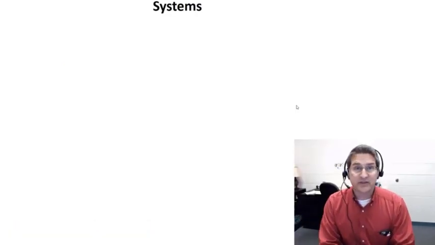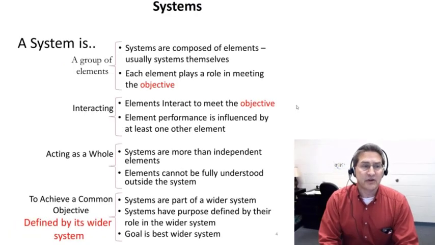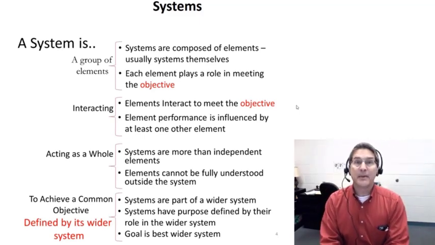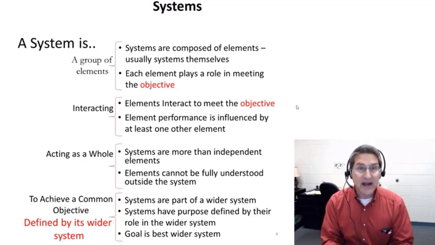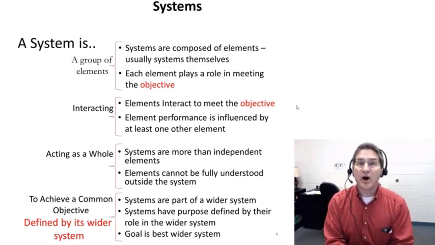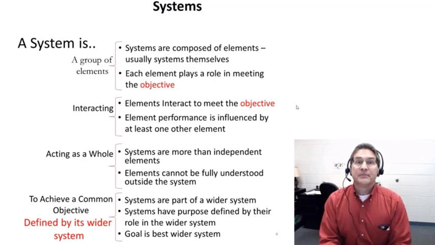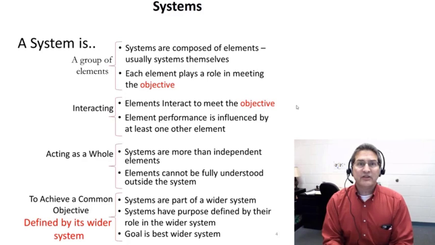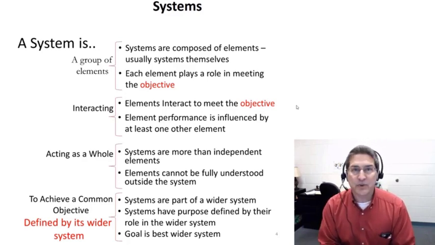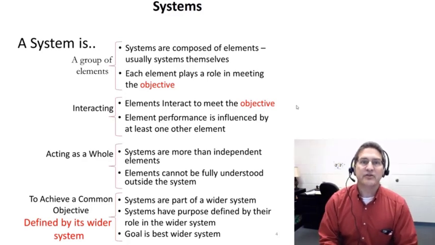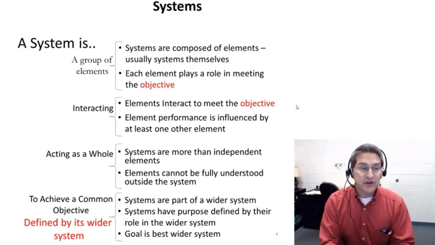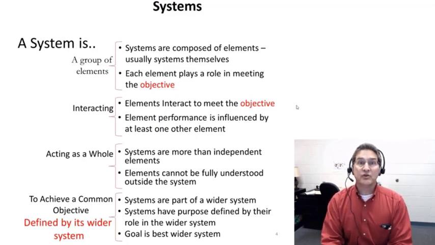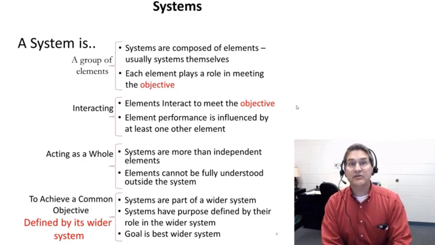Okay, another key concept I want you to walk away with is the whole idea of systems. A system is a group of elements interacting, acting as a whole to achieve a common objective, and that common objective is defined by the wider system. Systems are always a part of something else, and that something else drives what is important to that system, what that system needs to be. And as engineers, we work with systems. Everything we interact with is a system. So it's critical that you begin to understand that and begin to look around to see those interactions, to see that the elements, the things that you're working with, aren't independent, and that your goal is to create the best wider system, not the individual piece that you're working on.